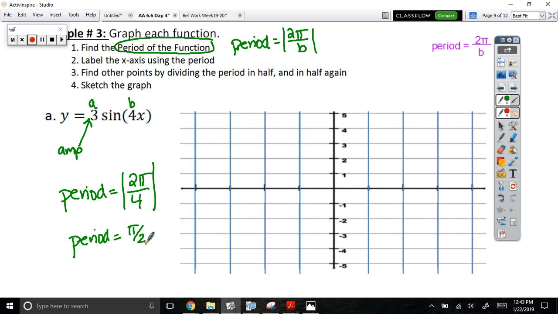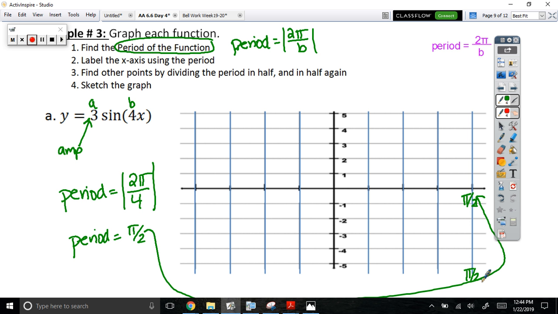Remember, the period is how long it takes for the cycle to complete one cycle of it before it repeats. So you want to take the pi halves and label the last tick mark on your x-axis as pi halves. Now some students don't like writing up there because they think it gets all squished, so you can write it down at the bottom of the graph if you want, instead of up here.